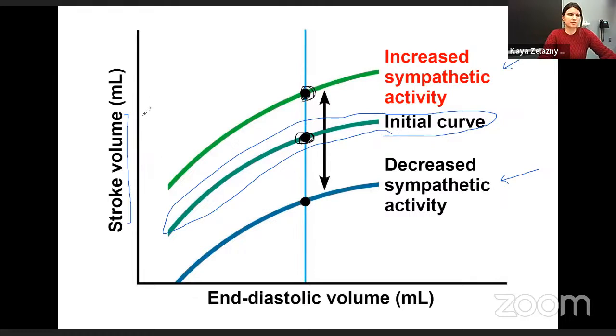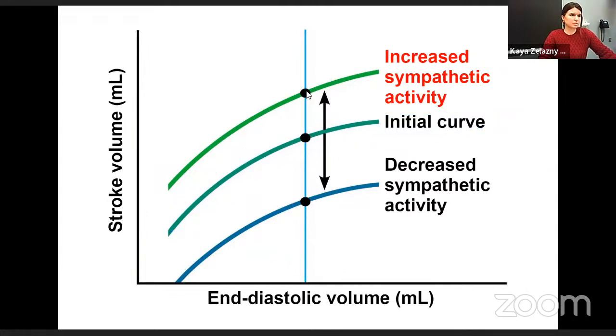But another way you can make that stroke volume go up, even without an increase in sympathetic activity, is to look at the end diastolic volume. So if we're here at our baseline, and all we do is increase how much blood is coming back to the heart, we're still going to see a slight change in stroke volume. So each of these curves is the relationship between end diastolic volume and stroke volume. And then we draw a new curve above or below to show the sympathetic nervous effect on that relationship between end diastolic volume and stroke volume.